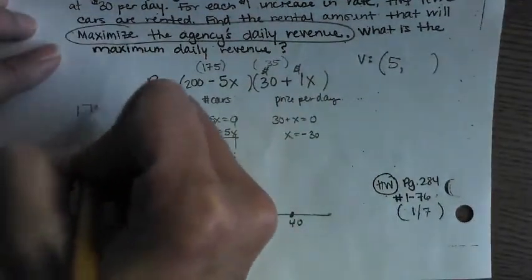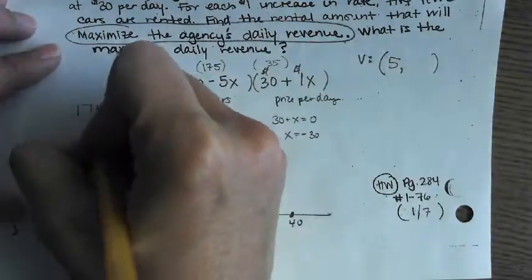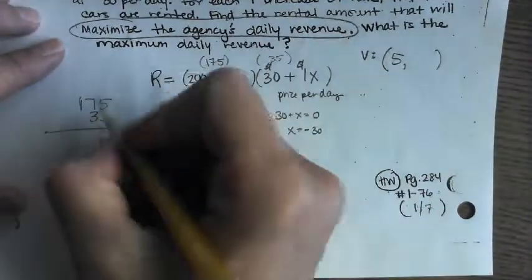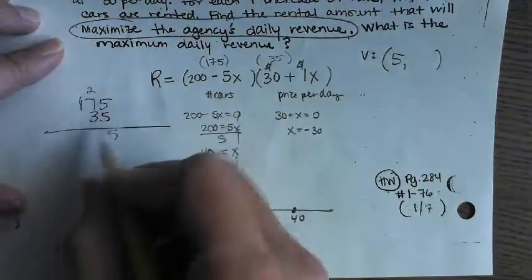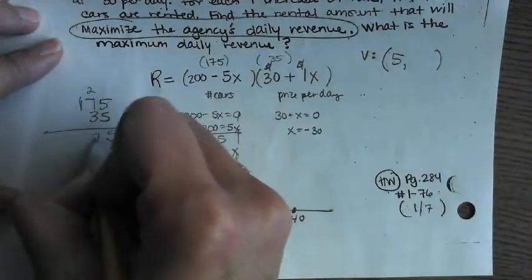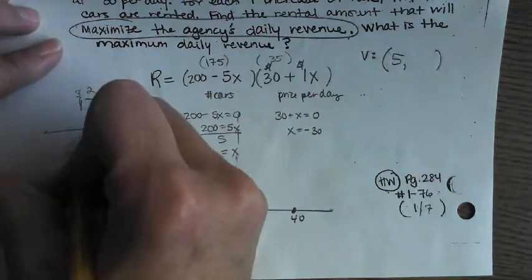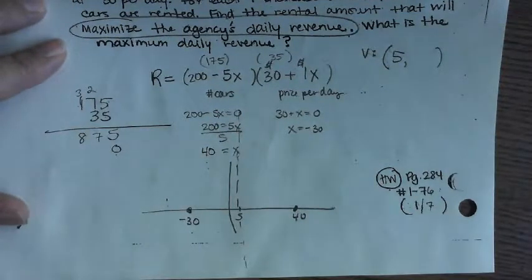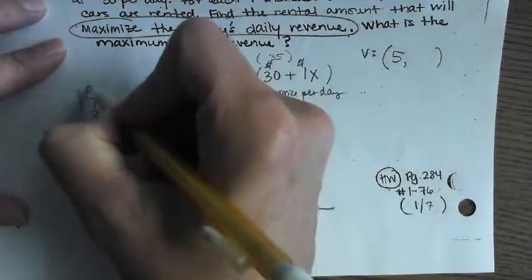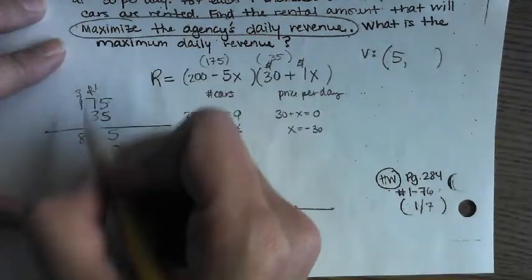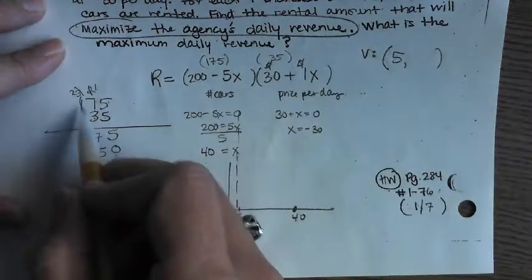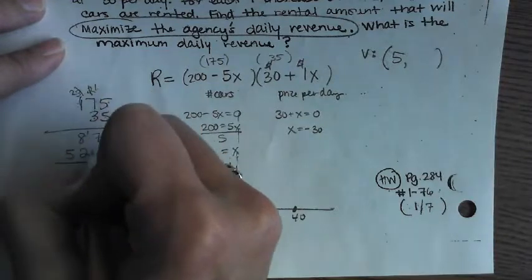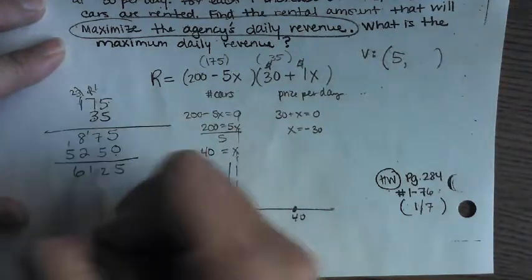So this is not something you're going to be able to do in your head. You're going to have to do some long multiplication. Remember how to do that? 5 times 5 is 25. Carry your 2. 5 times 7 is 35. Add your 2, you get 37. 5 times 1 is 5. Add 3, you get 8. Fill your 0. It's been a while, huh? 3 times 5 is 15. Carry your 1. 3 times 7 is 21. Add your 1, you get 22. Carry your 2. 3 times 1 is 3. Plus 2 is 5. 6,125.